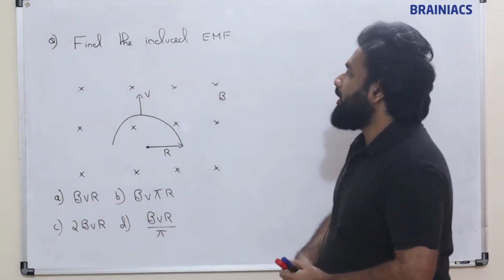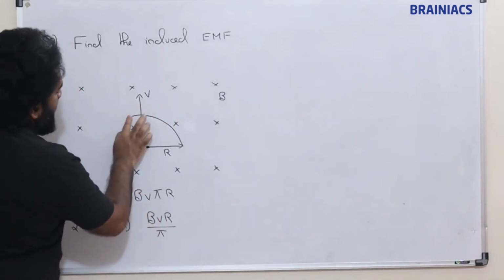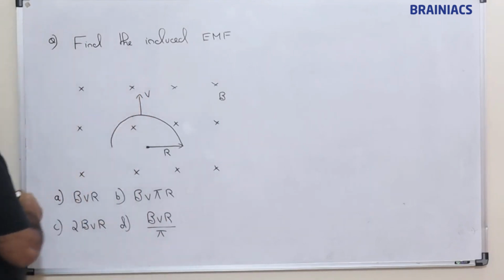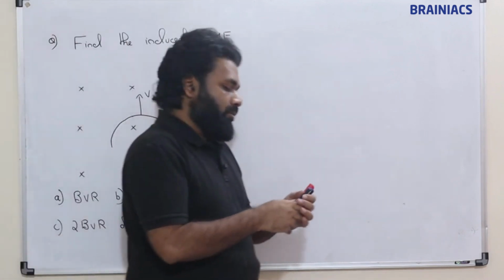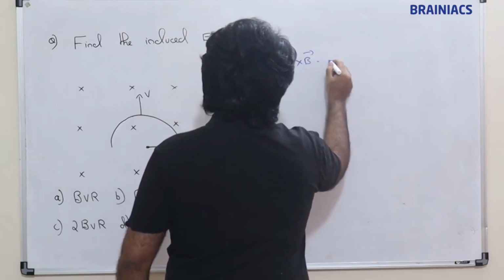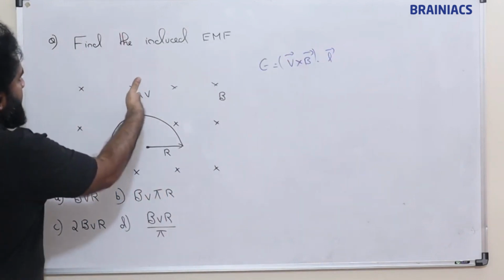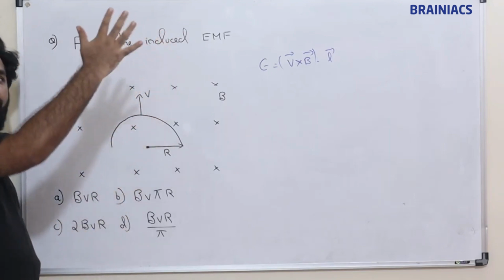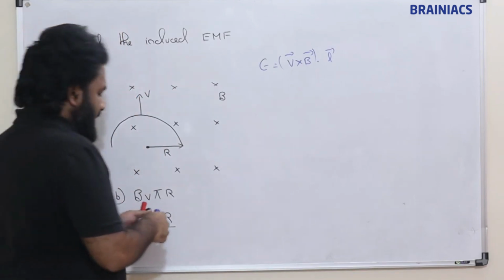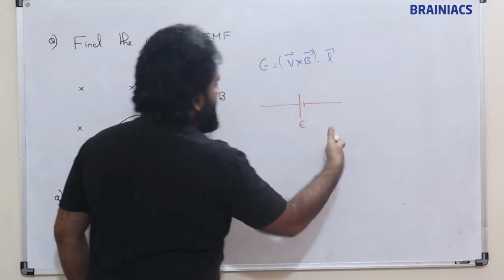Next question, children. So here find the induced EMF. They have given a semicircle, okay, a semicircular conductor, and this semicircular conductor is moving in this direction. So here again the same concept, E is equal to what? V cross B dot L vector. Okay, V cross B dot L vector. So B is inside, V is acting in this direction. See, B is inside, V is acting, right hand palm rule. So this is the direction of VB vector. So I am marking the direction of EMF also in this direction.